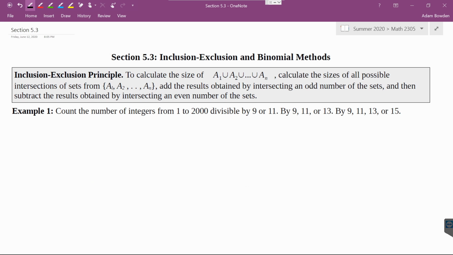For section 5.3, we're going to take a look at something called the inclusion-exclusion principle and binomial theorem. This whole thing called the inclusion-exclusion principle has to do with when we take the union of lots of sets and we would like to know the actual number of elements within that union, particularly when we have sets that are not mutually disjoint, that is, sets that have elements in their intersection.